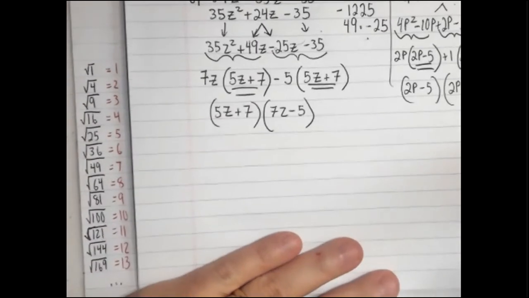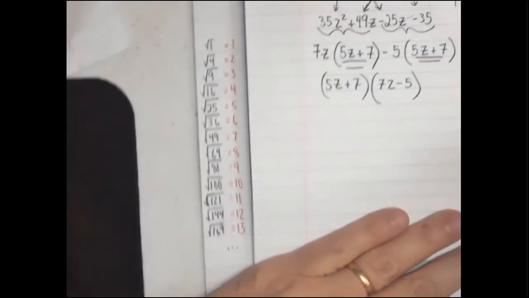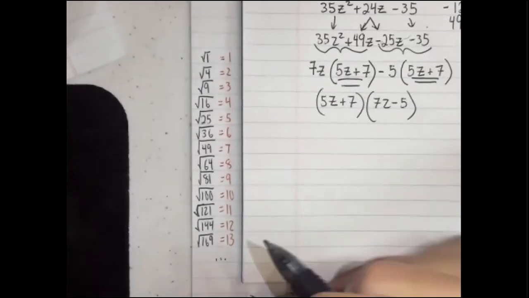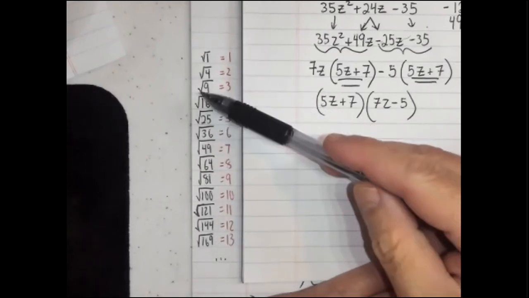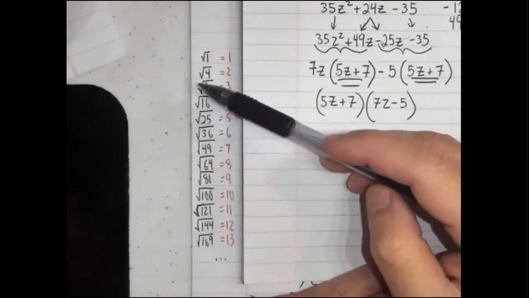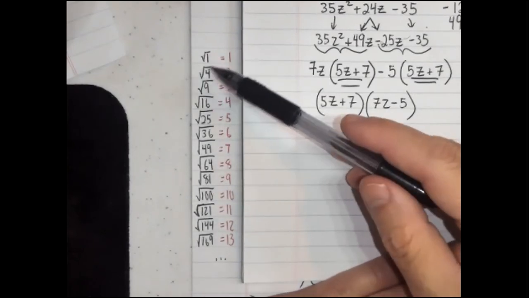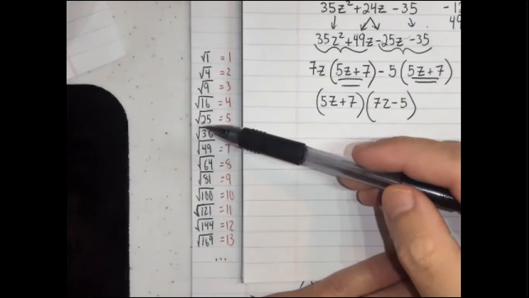I wrote these down over here. When we're dealing with these square roots, one of the first things I usually do is just write them down so we have these available. We want you to become familiar with what numbers are perfect squares.